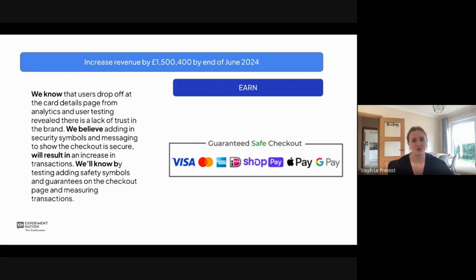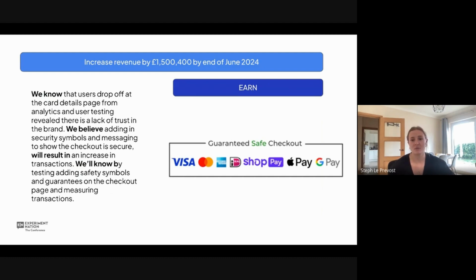So we know that users drop off at the card details page from analytics, and user testing revealed there's a lack of trust in the brand. We believe adding in security symbols and messaging to show the checkout is secure will result in an increase in transactions. And we'll know that by testing adding safety symbols and guarantees on the checkout page and measuring transactions. So it's really clear how you got to that hypothesis. So the research is there, what you will be testing, and then what you will be measuring to be able to measure that SMART goal. That increase in revenue will be driven by the increase in transactions.